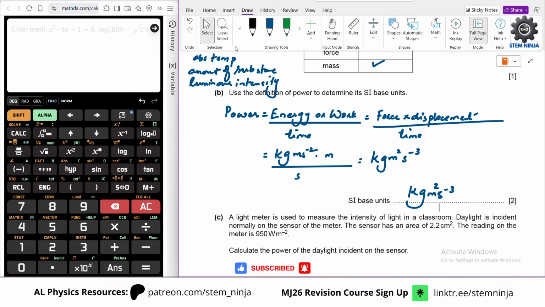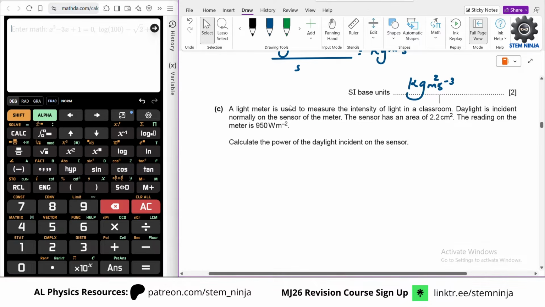A light meter is used to measure the intensity of light in a classroom. Daylight is incident normally on the sensor on the meter. The sensor has an area of 2.2 centimeters squared. The reading on the meter is 950 watts per meter squared. Calculate the power of the daylight incident.